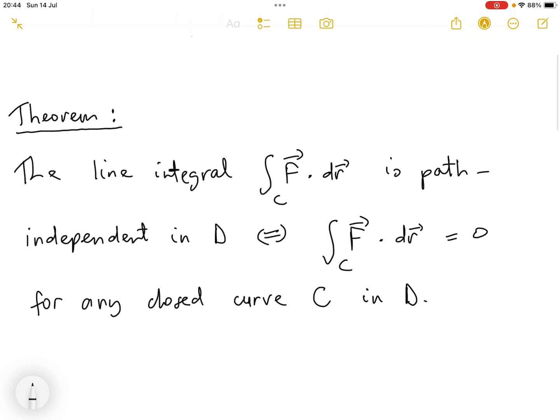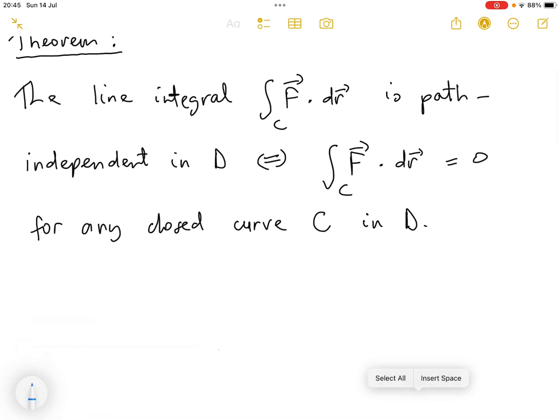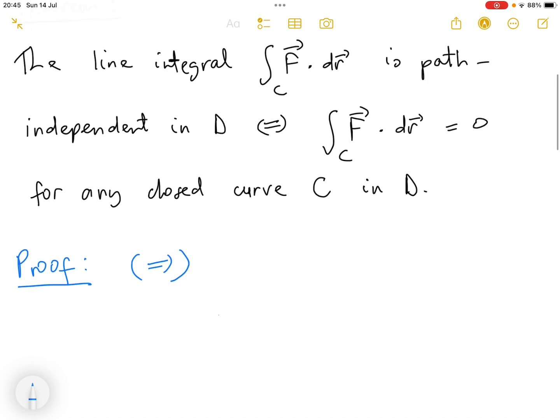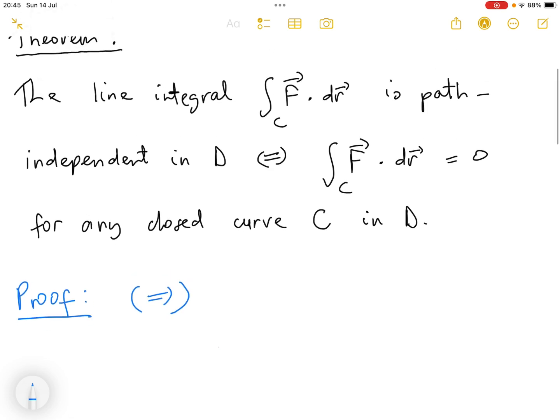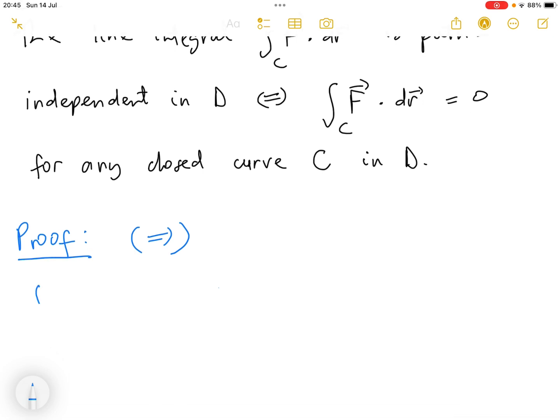Now we are going to prove this theorem. So this is a double implication theorem. So we are going to start the proof with the forward implication, meaning that we are going to start by assuming that the line integral of f is path independent in its domain D.